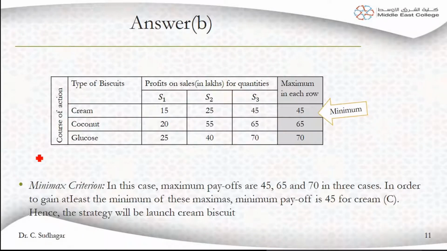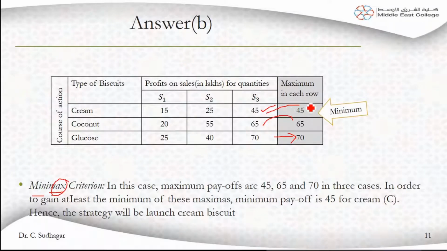So what you can do is the other way around. In each and every line you choose the maximum value first. So first maximum, then the minimum. So what is the maximum here? 15, 25, 45. 45 is a big number. Check the big number, write it here. Then 20, 55, 65. What is a big number? 65. So write the 65 here. And 25, 40, 70. The big number is 70. Write it here. So this time we are taking the big numbers. So max means big.